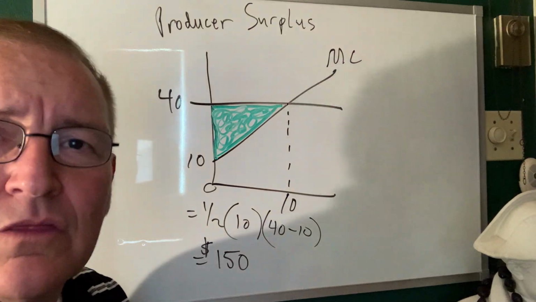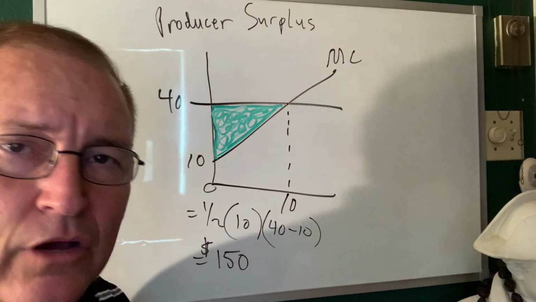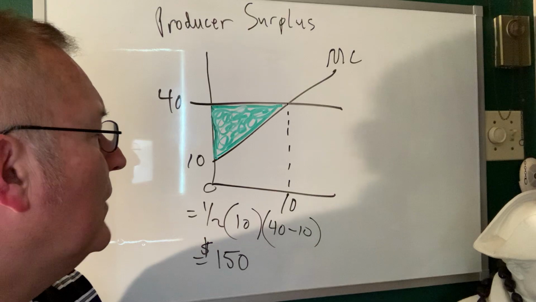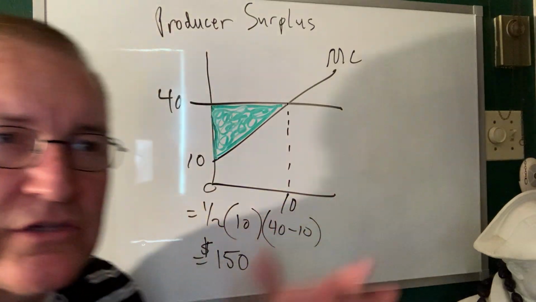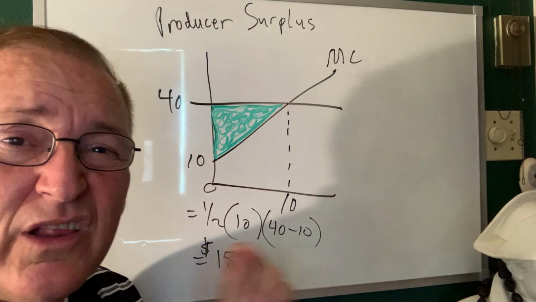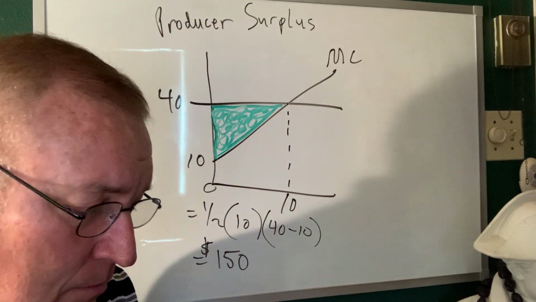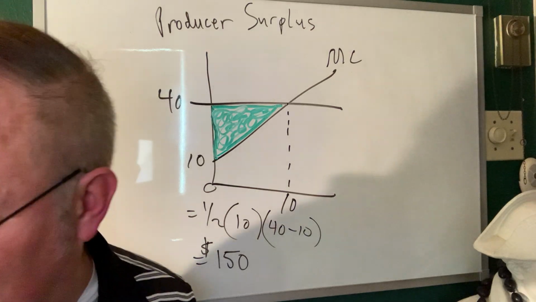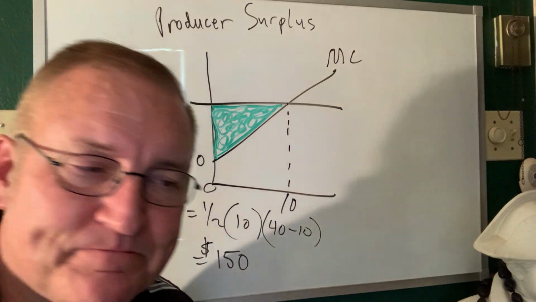And it's okay that the producer surplus and the consumer surplus don't add up. But again, think of this as a little happiness and joy on the side of the producer. They were willing to take 10, but they got 40 instead. So, yay, happy days.